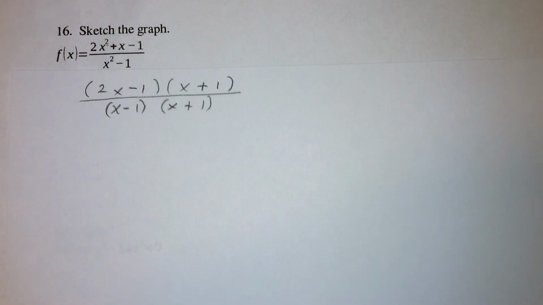Okay, here we go with problem number 16 on the college algebra practice final. This is a rational function. You're asked to sketch the graph. This is that one where we have that kind of laundry list of things to look for.